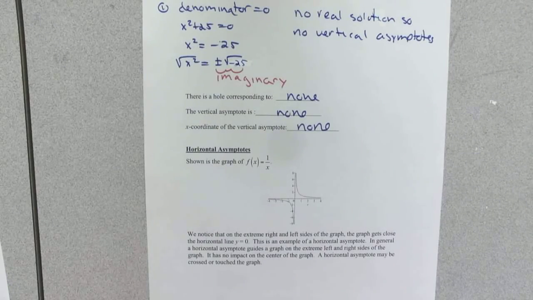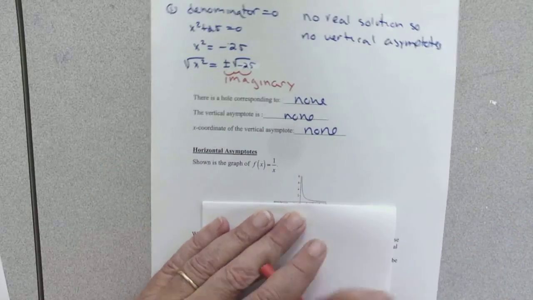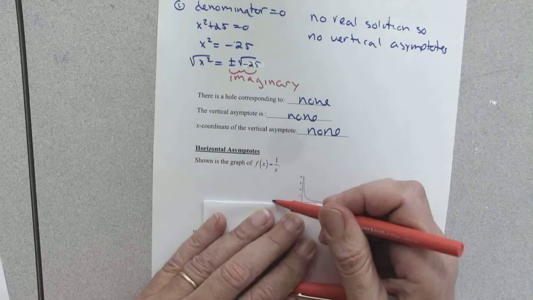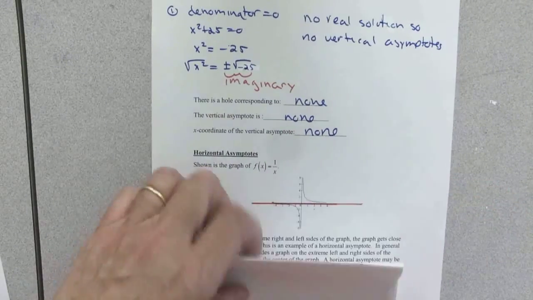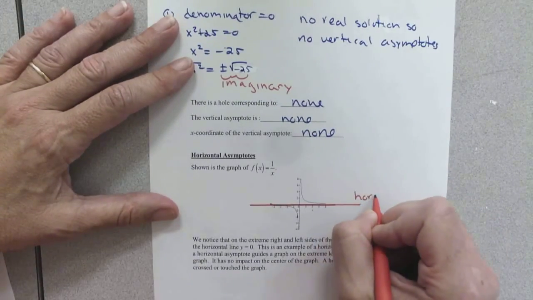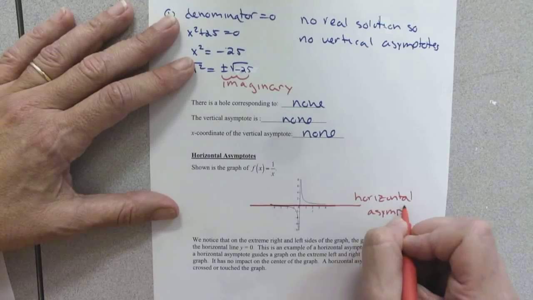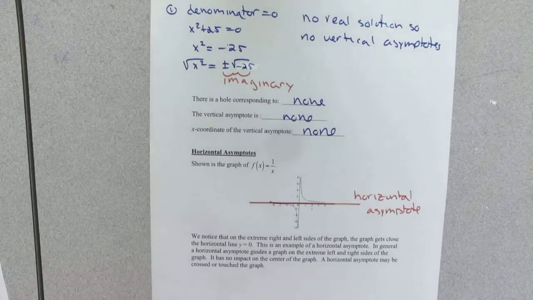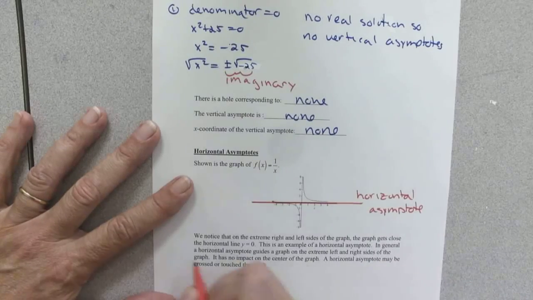Okay, back to the graph of 1 over x. And what I'm interested in this time is the horizontal line here, which happens to be the x-axis. And that guy is a horizontal asymptote. Notice on the extreme left and right sides of the graph it gets close to the line y equals 0. This is an example of a horizontal asymptote.